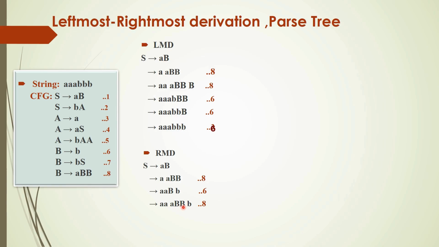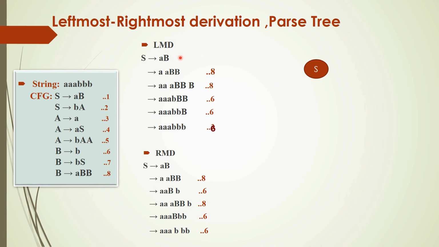Now in the next derivation we have to substitute our variable with a terminal value b. So let's substitute this variable with the terminal value b by using the 6th production rule. Again we have to substitute this variable with a terminal value b as per our 6th production rule. So our string becomes aaabbb, which is nothing but the given string. Okay, I hope you understand the derivation process for both of them.